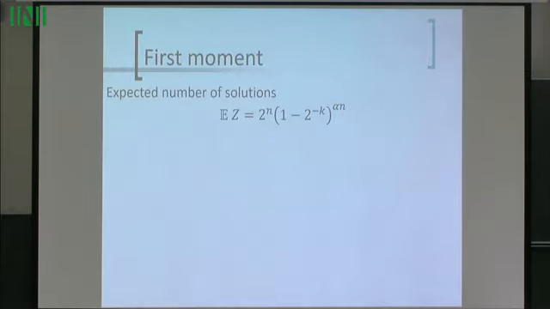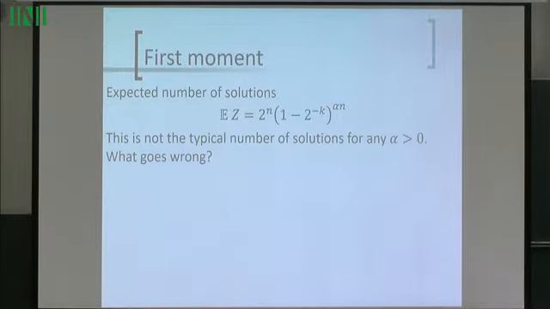Now it's easy to work out the expected number of solutions because essentially each of the clauses is unsatisfied with probability 2 to the minus k, and they're chosen independently. But this is an overestimate for every clause density alpha. So this is never the right formula for the typical value of Z, which is not good if we want to use the first and second moment method. It can never work in its simplest form, just applied to the number of solutions.